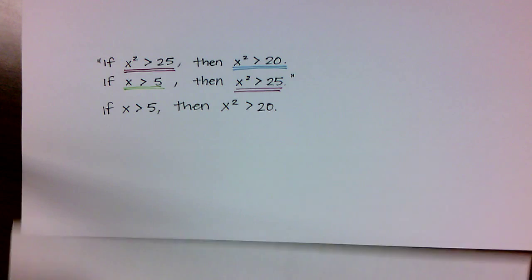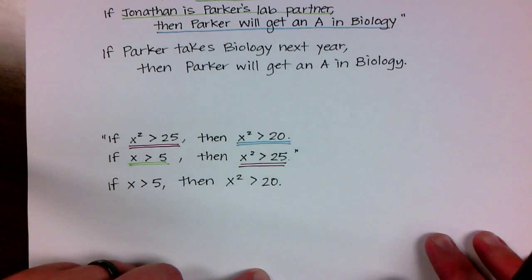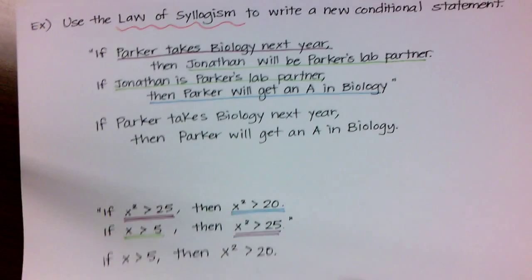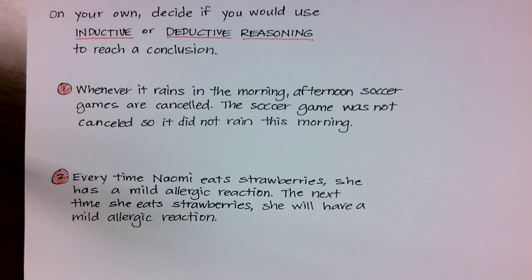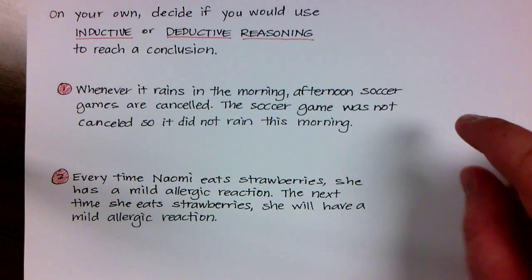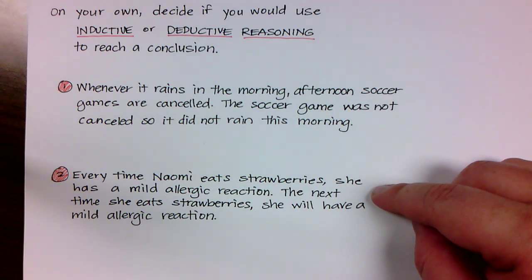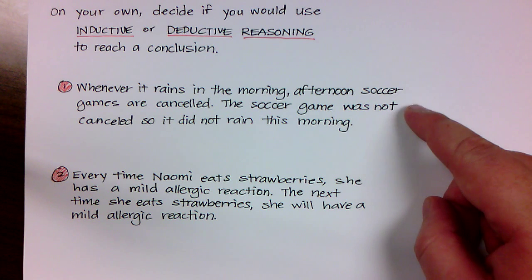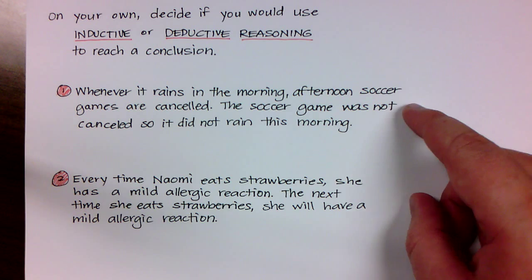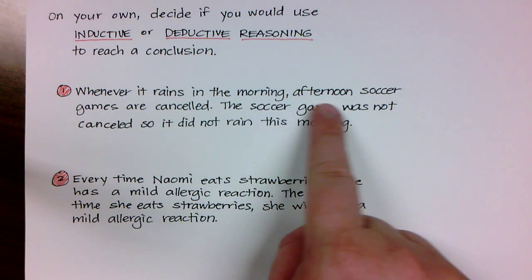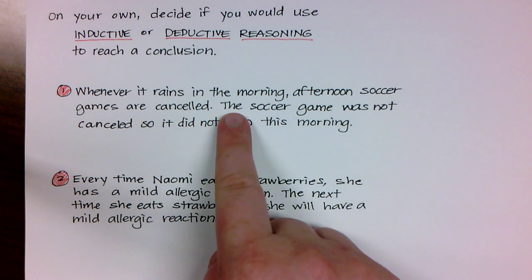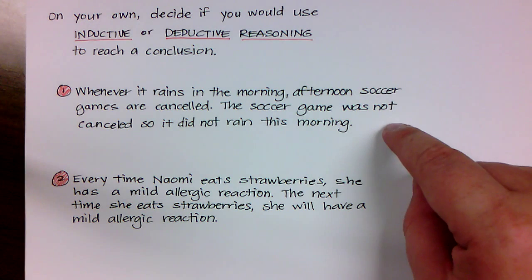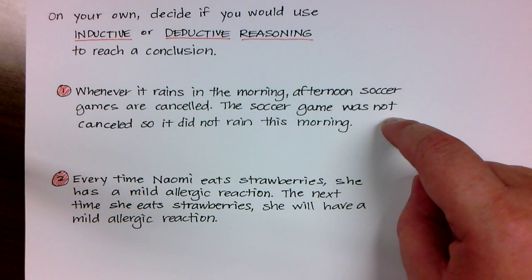Okay, so you've done some examples now using inductive reasoning and also deductive reasoning. So on your own, when you come back to class, I want you to decide if the two following sentences are showing inductive reasoning or deductive reasoning to reach their conclusion. This first one says, whenever it rains in the morning, afternoon soccer games are canceled. The soccer game was not canceled, so it did not rain this morning. Are they using inductive reasoning or deductive reasoning to reach their conclusion?